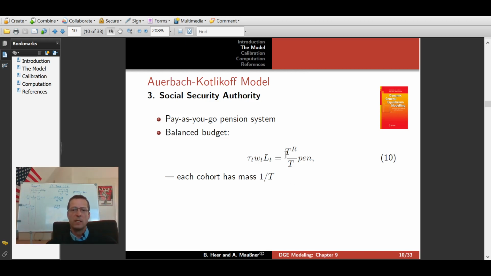And they have to finance pensions of the retired people. So we know there are 20 cohorts of retired people, and we have 60 cohorts altogether. We know that the measure is 1/3 of the cohorts, and therefore the budget is presented by equation 10. The total Social Security contributions, tau times W times L, are equal to total pension payments of the Social Security Authority. And since the measure of the retirees is 1/3, it is equal to 1/3 of the pensions.